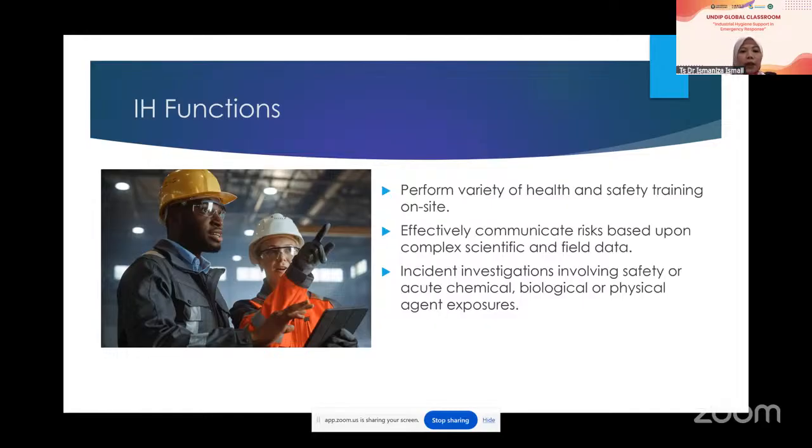All right. So you see, IH is not just sampling air. It's not only about making sure the workplace is free from hazards. We are involved in emergencies. We are involved before, during, and after the incident.